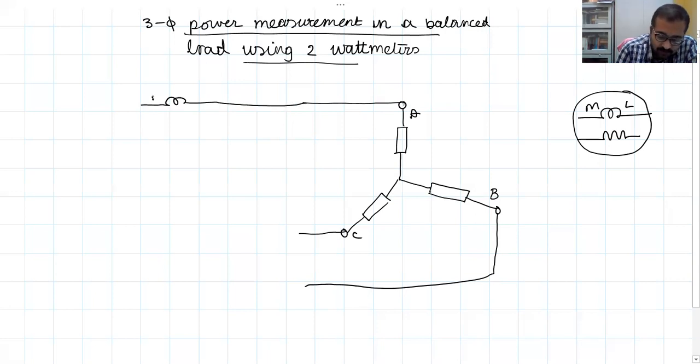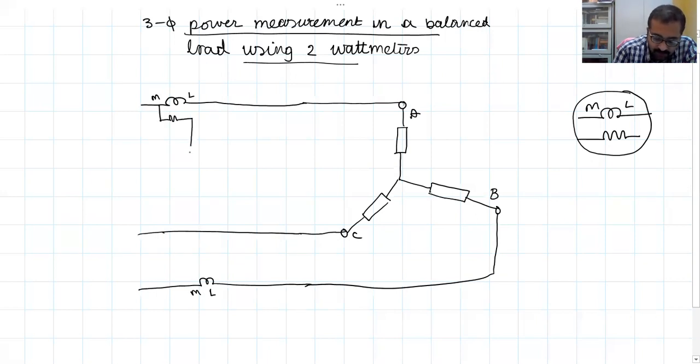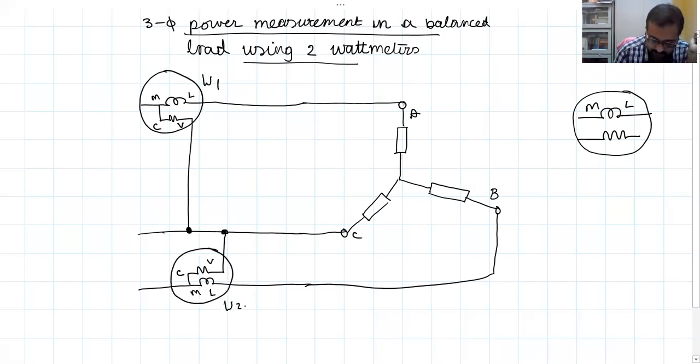So this is the current coil of the wattmeter. Similarly, I will put the second wattmeter in line B. This is the current coil, and the voltage coil will be connected between this point and the third line. This is the voltage coil. So this is my wattmeter 1 and this is wattmeter 2. Fine. So these are the lines.